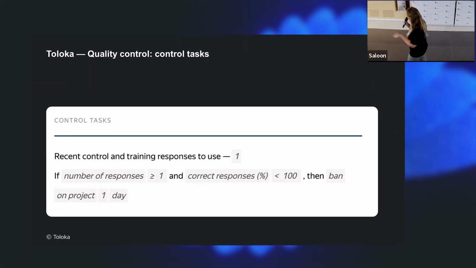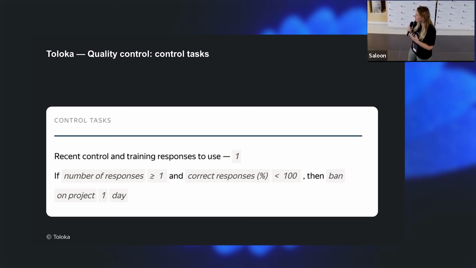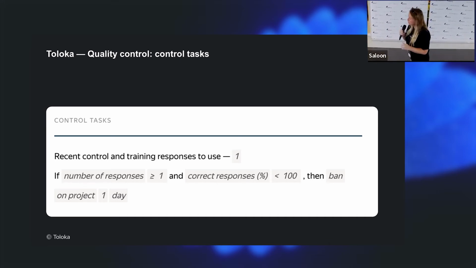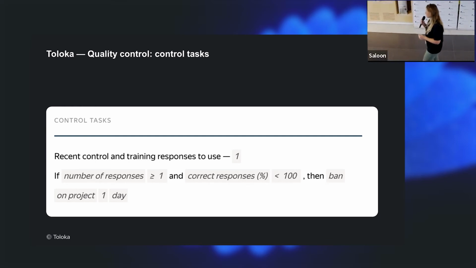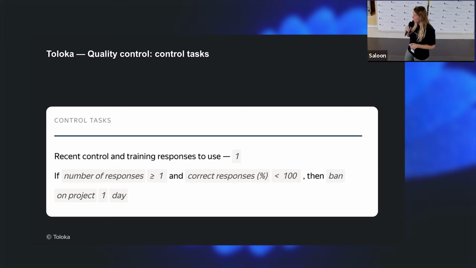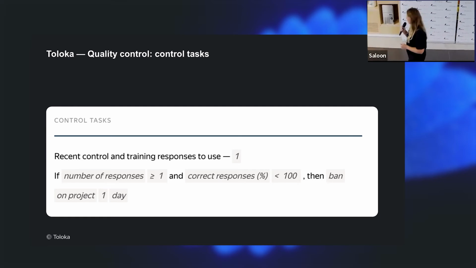And another rule that I have set up is control tasks. And what are the control tasks? Those are already tasks that we know the answer to. So basically, I was very strict. I required my participants to be 100% correct on this one, just because it's a very, very simple task.